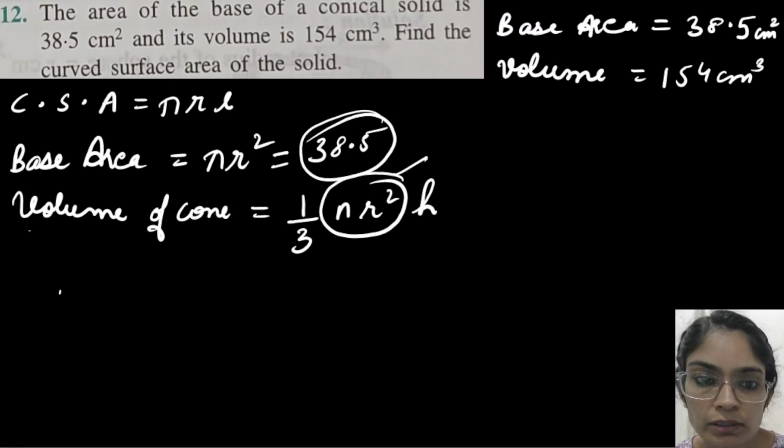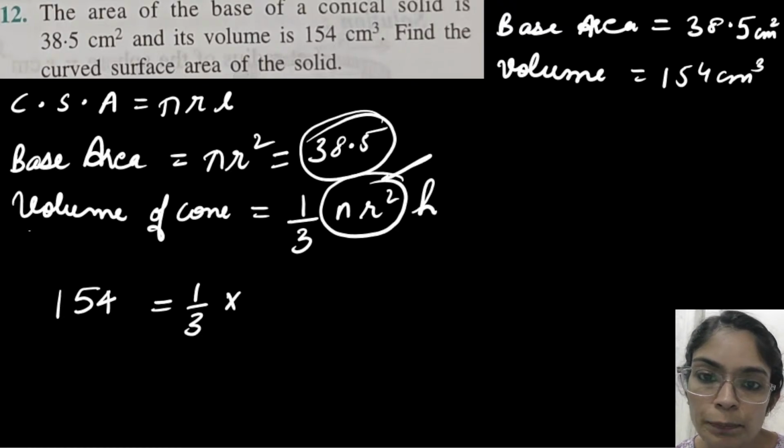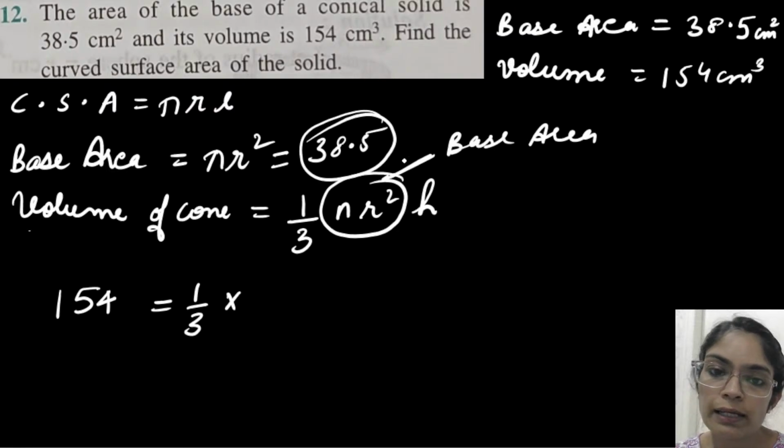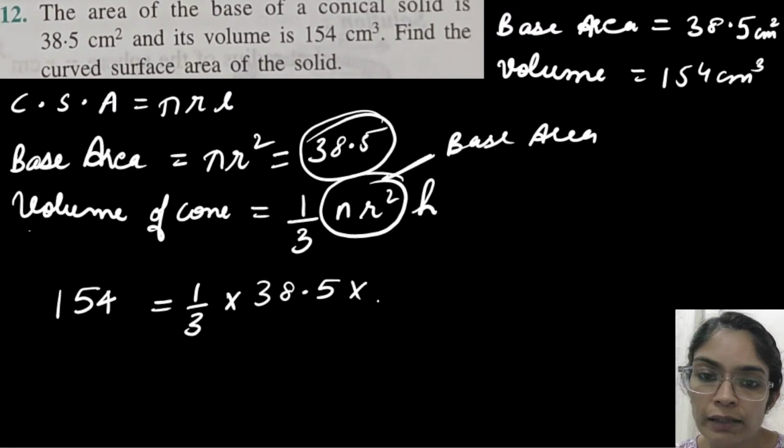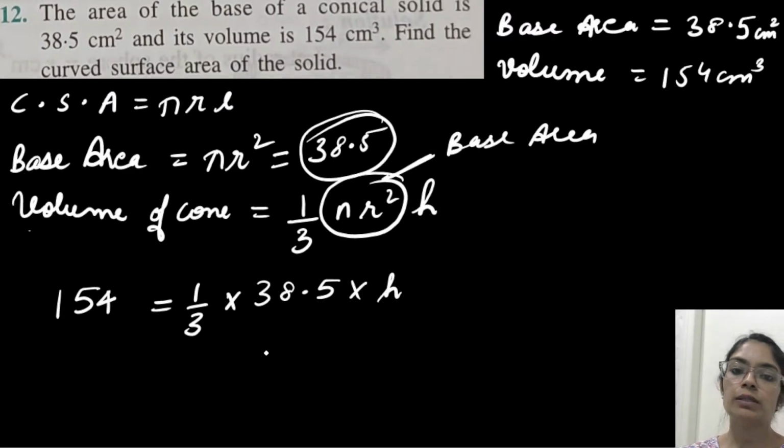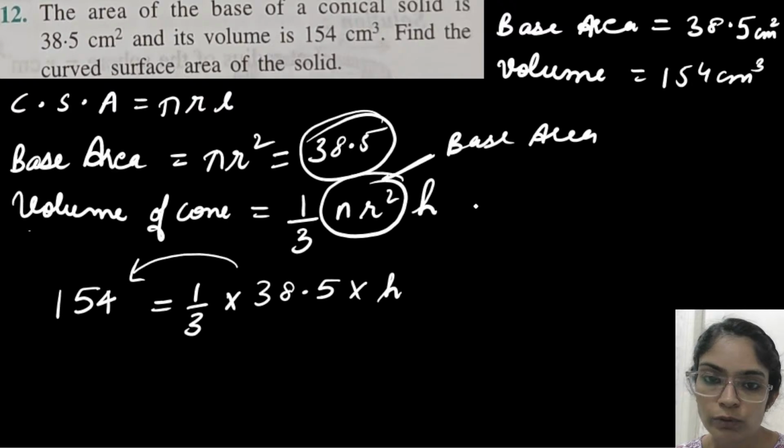Volume's value we will substitute. Volume we know it is 154. I am just writing here 1 by 3 as it is. This pi r square is nothing but the base area. So in place of pi r square, I am writing its value as 38.5 into h. Now h is an unknown variable here. We'll keep this on this side. Other things will shift to the other side.